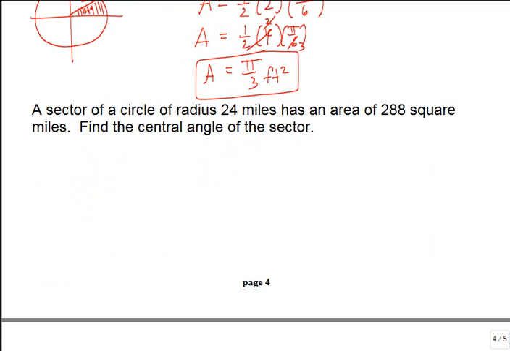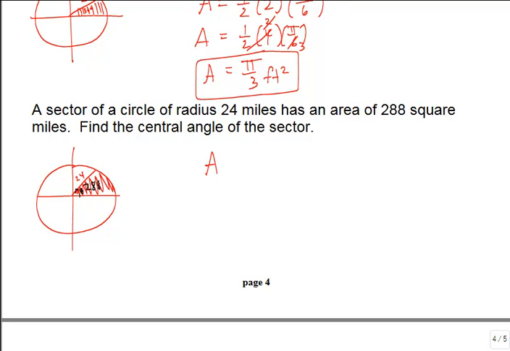Okay, one last example. We have a sector of a circle of radius 24 miles that has an area of 288 square miles. Find the central angle of the sector. So we have our circle. It has a radius of 24 miles, and we know that the area of this wedge right here, this sector, is 288. So what must this angle theta be right here?